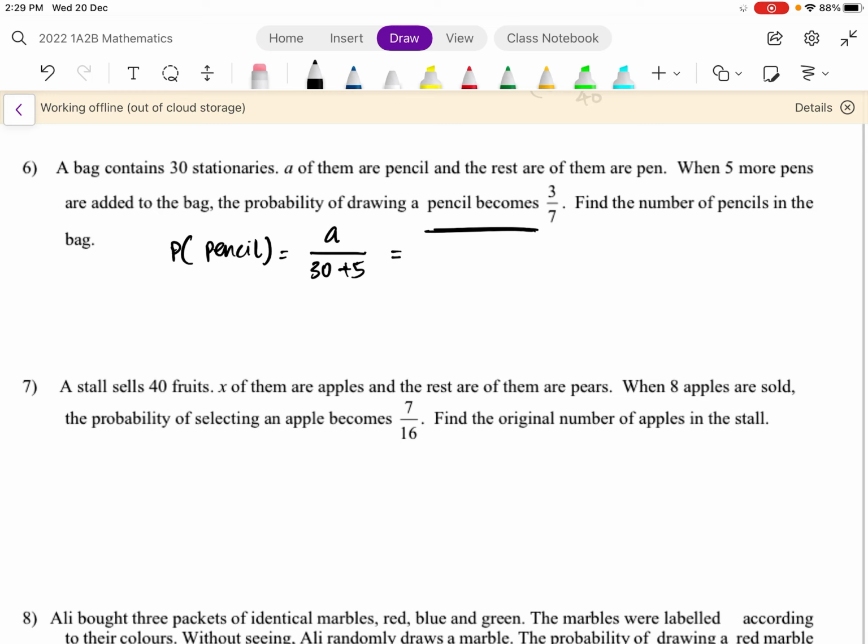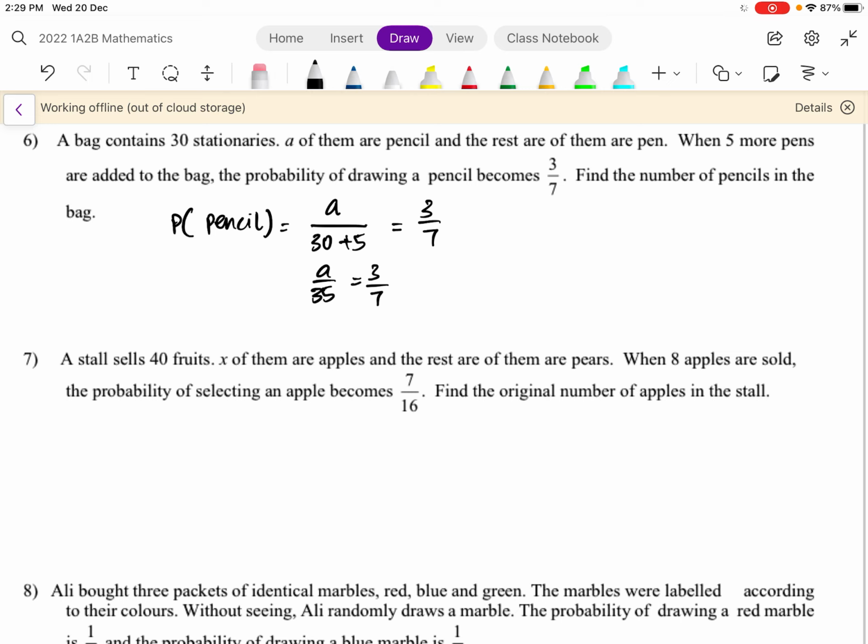The final statement tells us that this probability is actually 3 over 7. So this is what it must look like. And then simplify it, work it out, manipulate, we will end up with A over 35 is 3 over 7. Different ways of approaching this. You can multiply both sides by 35 to get the answer, or you can make the denominator the same on the right hand side, multiply by 5 in numerator and denominator. Either way, you will end up with A equals 15. So the number of pencils is 15.